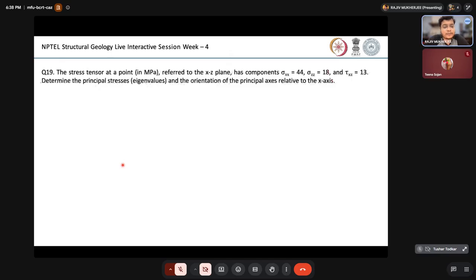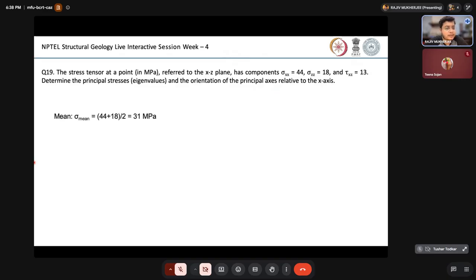Okay, so the stress tensor at a point referred to the xz plane has components of sigma xx 44, sigma zz 18, and tau xz 13. Determine the principal stresses, or the eigenvalues, and the orientation of the principal axis relative to the x-axis. So we need the eigenvalues and the orientation with respect to the x-axis. That's it. You've been given two normal stress components and one shear stress component.